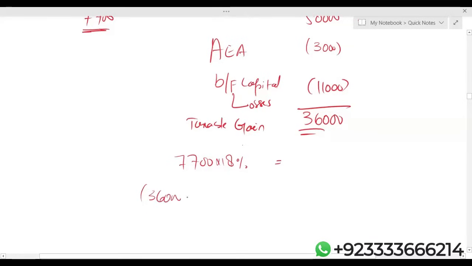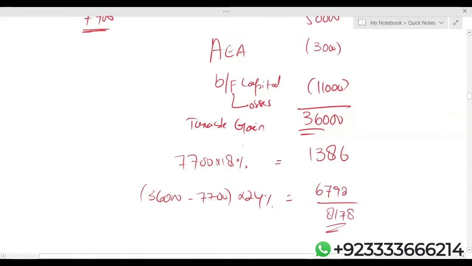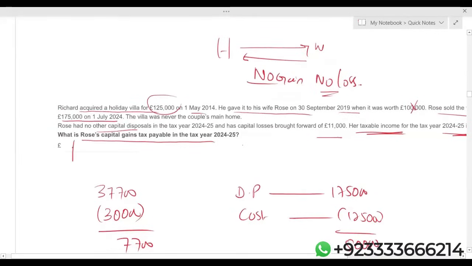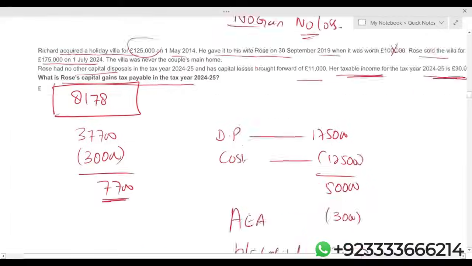So 36,000 minus 7,700 into 24%. 7,700 into 18, I'm getting 1,386. So 36,000 minus 7,700 into 24, 6,792. Total I'm getting 8,178. Let's see the option. We don't have any option. 8,178.